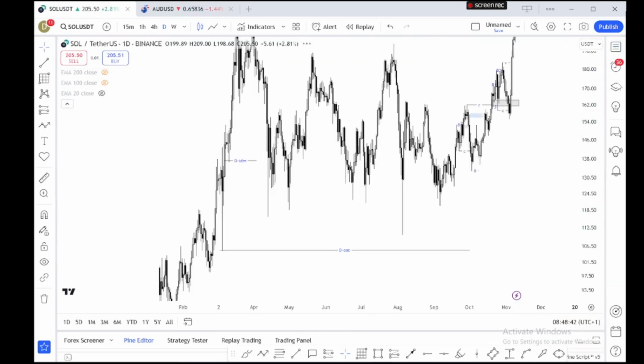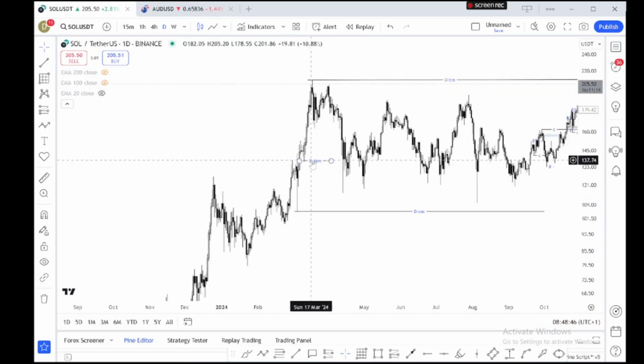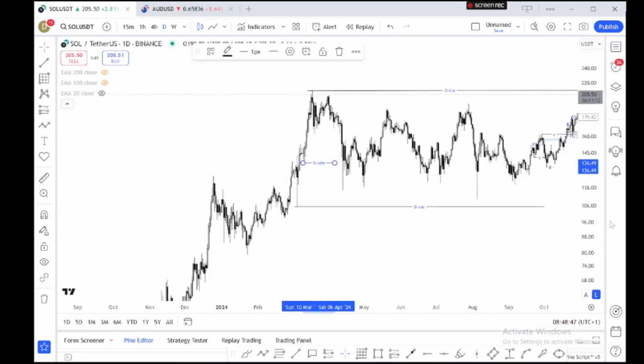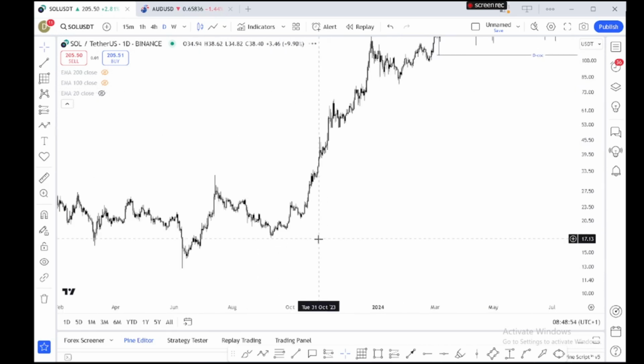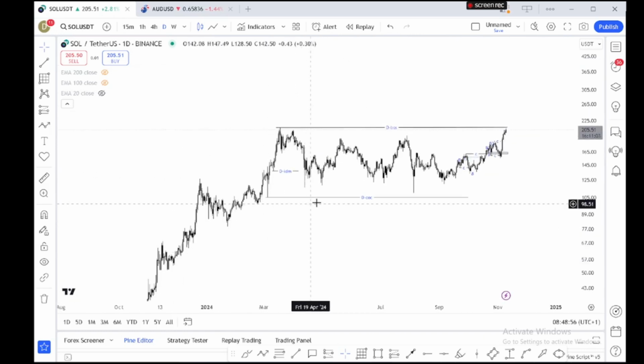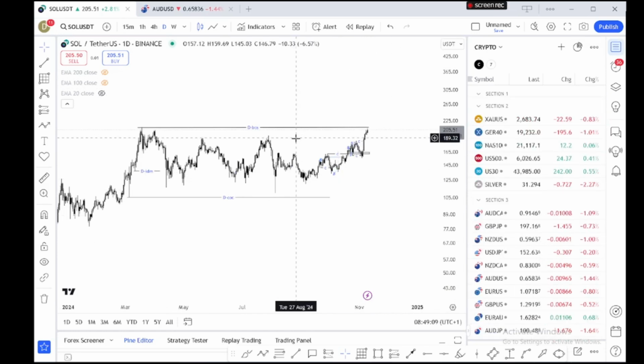Something similar to Solana too. This is exactly what Solana was doing. In the higher time frame, inducement taken out here, inducement taken out here, and you see the market refused to go down because we are in an uptrend. So I mark this level. If the market takes out this low, then we have a change of character. So the approach is not that hard, but you just have to learn it and follow it.